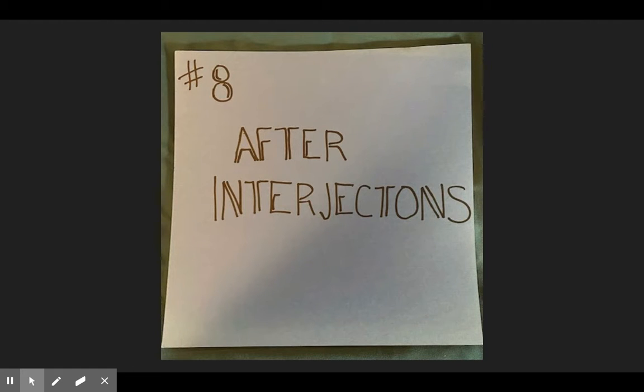Now, if you were to say, oh no, the house is on fire, then your oh no would have an exclamation point instead of a comma. So the comma applies when your interjection is something mild, but if your interjection is something significant, then you would use an exclamation point. So keep that rule in mind.